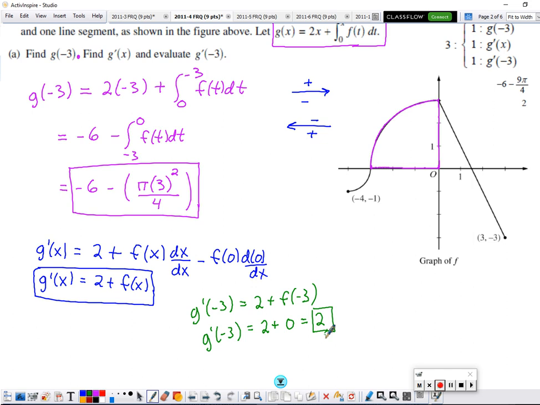Okay. 2 is the second point. g of -3 is just 2. Question? Negative? Positive? Okay. Don't worry, I may have said negatives. Next one, part B.